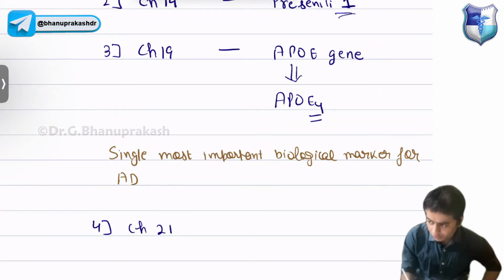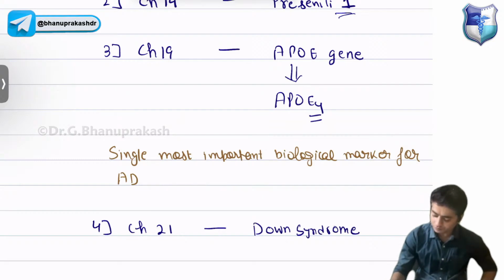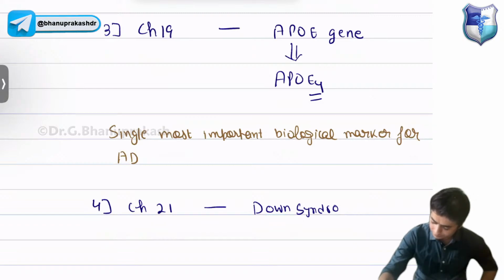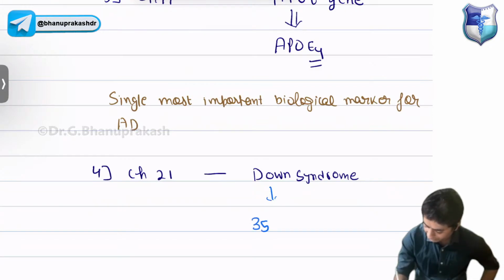Next is your chromosome 21. So can you tell me what chromosome 21 is for? It is your Down syndrome. It is your Down syndrome, and it is generally present at the age of 35 years, and it is known as presenile dementia.